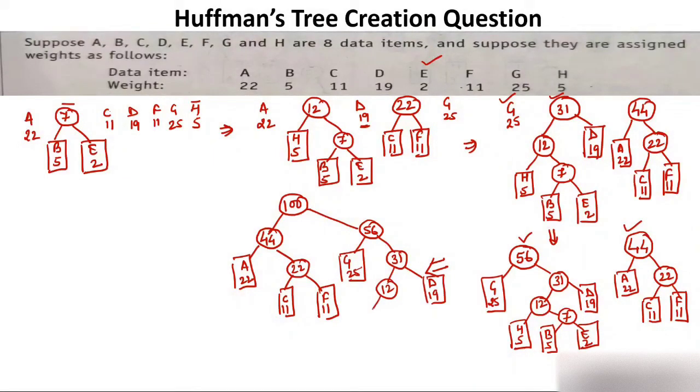Then you have H5, and then you have 7, and then B5, and then you have E2. Fine. So this is now your final. This is now your final Huffman tree.